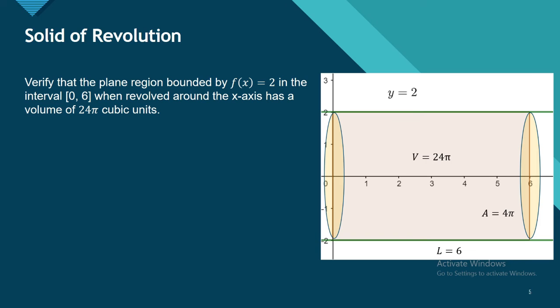So that is what we expect to get when we use definite integral to get the volume of the solid of revolution. So let us set up the definite integral. V is equal to pi times the integral of f of x squared dx from 0 to 6. So it's going to be 24 pi cubic units.